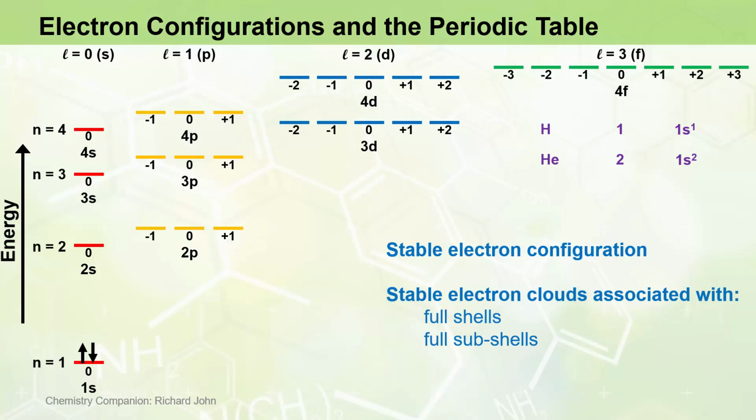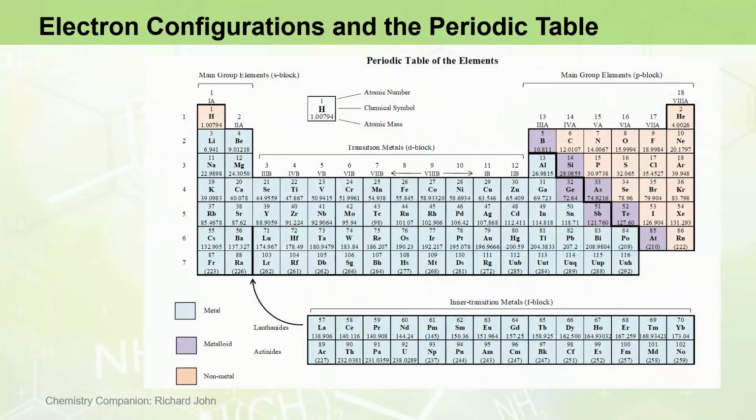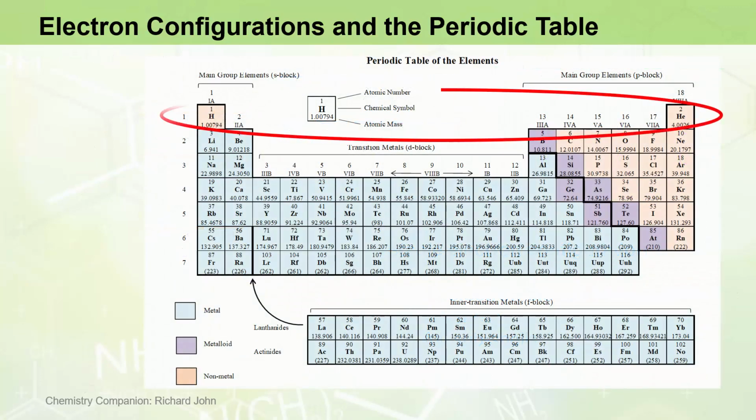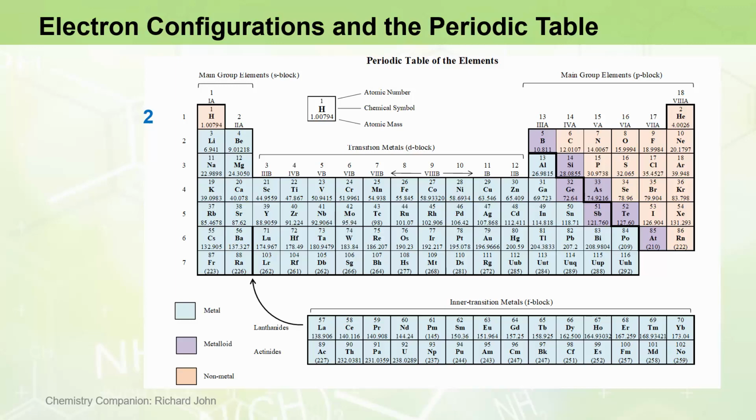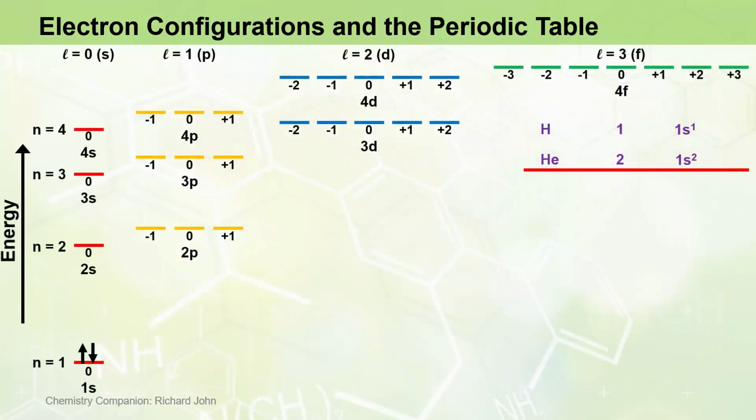The second thing to note about the filling of the n equals 1 shell is that only 2 electrons can fit in this single orbital corresponding to the elements hydrogen and helium. When we look at the periodic table, we note that in period 1, there are only 2 elements, hydrogen and helium. If we go back to our orbital diagram and start filling the n equals 2 shell, we do so by placing electrons in the 2s subshell, corresponding firstly to lithium and secondly to beryllium.